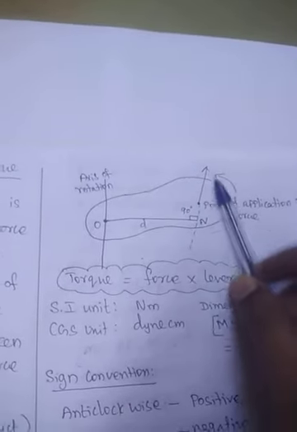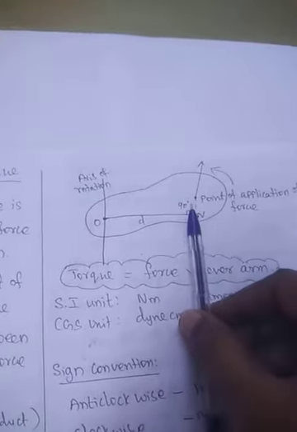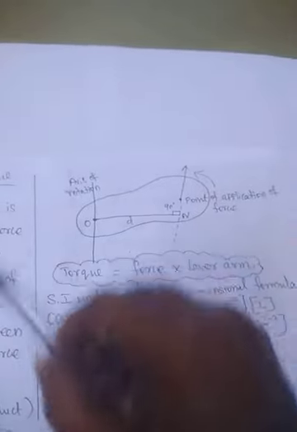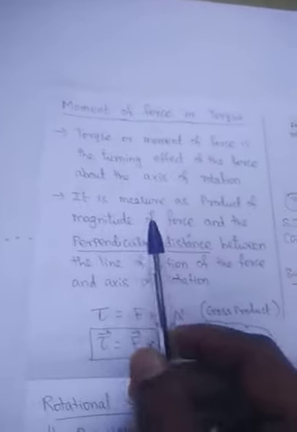When we apply the force in this direction, the force is applied in the rotational direction. This is the point of application of force. So when the force is applied in this direction, your body is rotated about this axis. So that is called a torque.